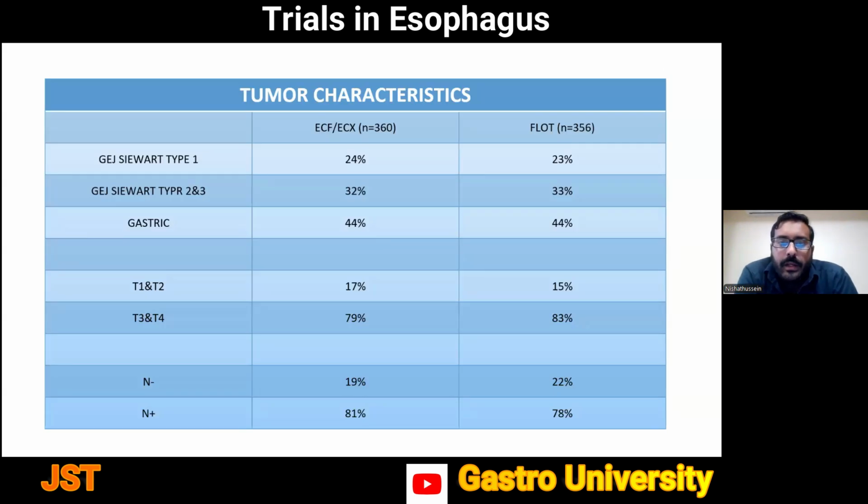Coming to the tumor characteristics of patients in the ECF-ECX and the FLOT group, the majority of the patients in the trial had gastric cancers, comprising 44%, followed by GE junction tumors, of which type 1 was only 24% in the ECF-ECX group and 23% in the FLOT group. There were no patients with esophageal adenocarcinoma. And the majority of the patients in both of the groups, around 80%, had T3, T4 disease and node positive disease.